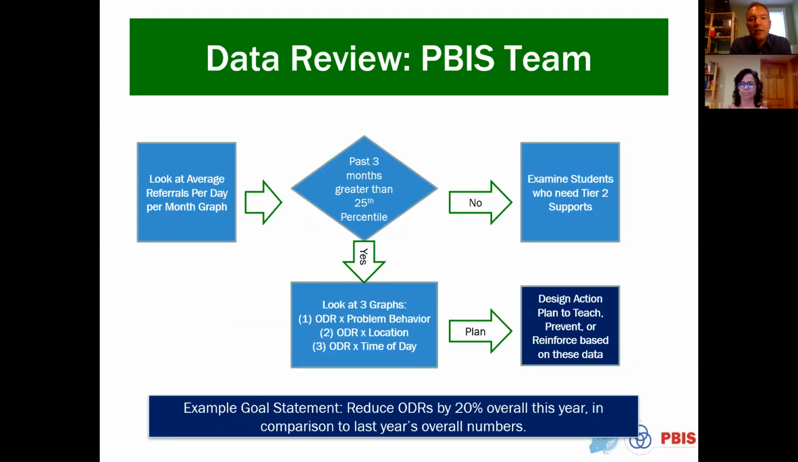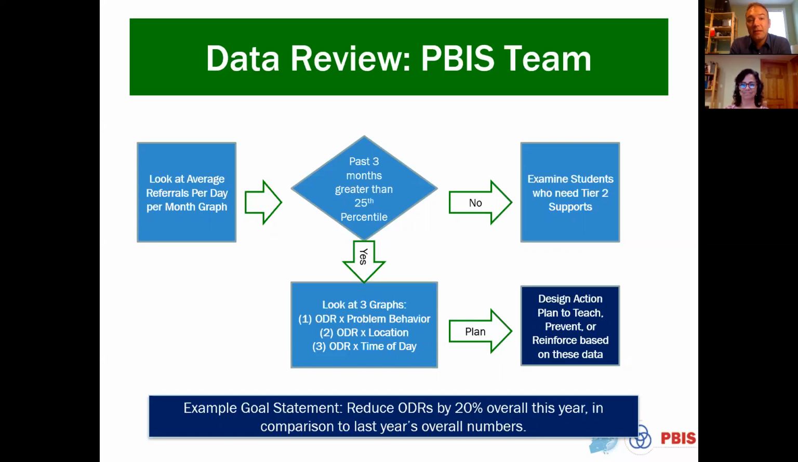Their plan is to look at average referrals per day per month in graph format, seeing if the frequency of the referrals has been greater than the 25th percentile in comparison to the national sample of schools. And this is over the past 3 months. If the data indicate that they're at or below the national 25th percentile, they move on and see whether there are students in the data who may benefit from Tier 2 supports.